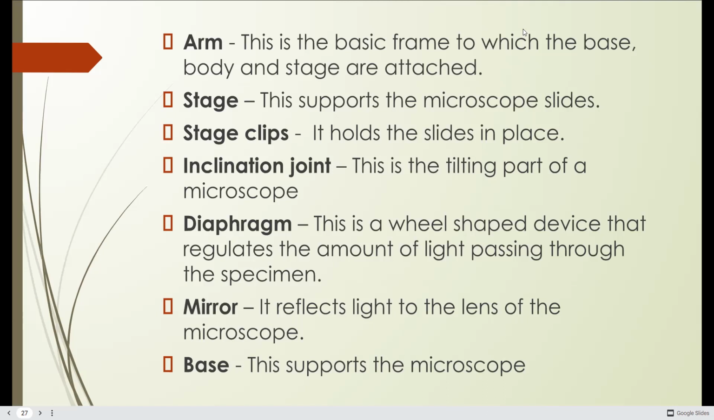Again, you can play with your grades. This is a very important topic. These have a lot of terminologies.